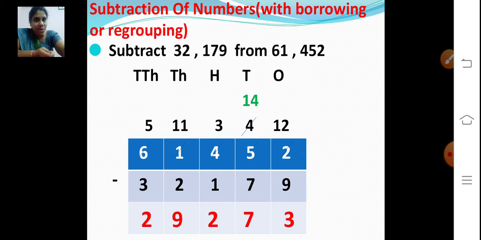Now let's subtract the thousands place. 1 minus 2 is not possible. So I am borrowing 1 from the 10,000 place. That means 11 minus 2 is 9. Now in my 10,000 place I will be having number 5. Now 5 minus 3, 2. Answer is 29,273.